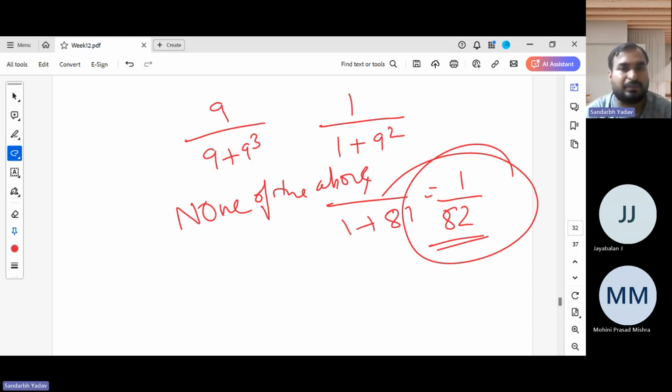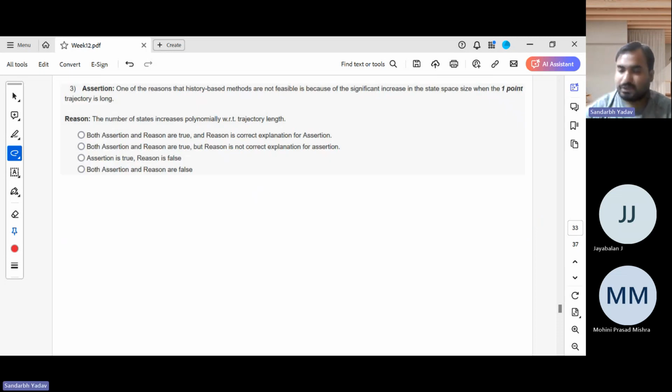So be careful, some of the options might actually be none of the above. Now let's move to question number 3. One of the reasons that history-based methods are not feasible is because of the significant increase in the state space size when the trajectory is long. So this is true, right?